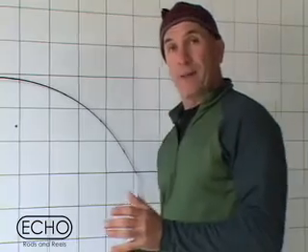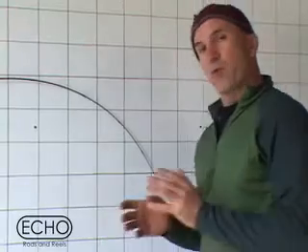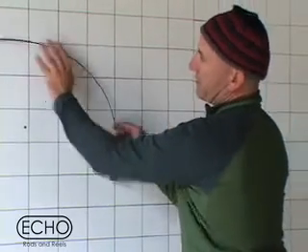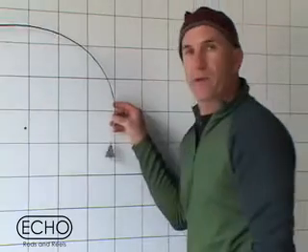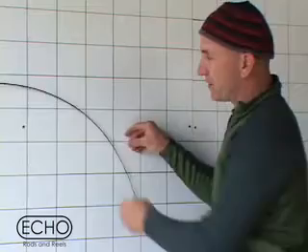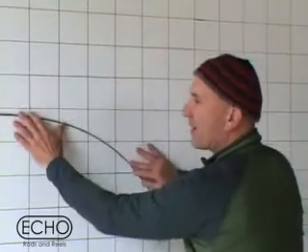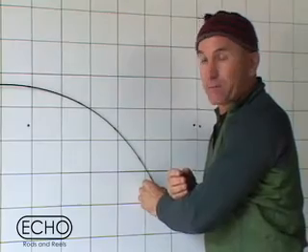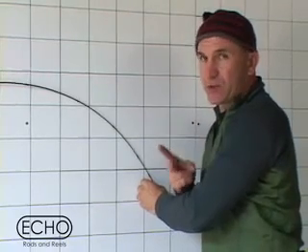So to wrap things up, in very simple terms, rod action is where the rod bends, the shape of the curve of the rod with a given load. Rod power, or rod stiffness, is simply how much and how far this thing bends under a given load. Action and power, two different things.